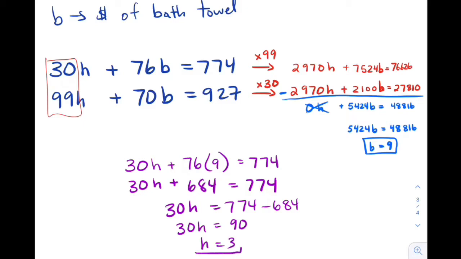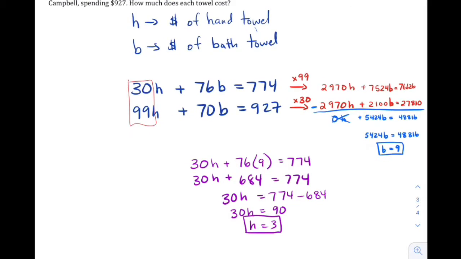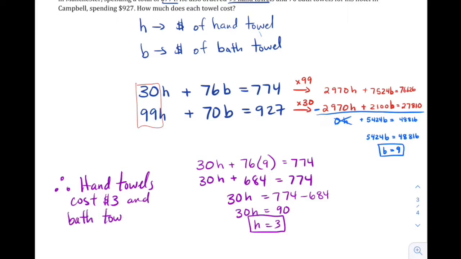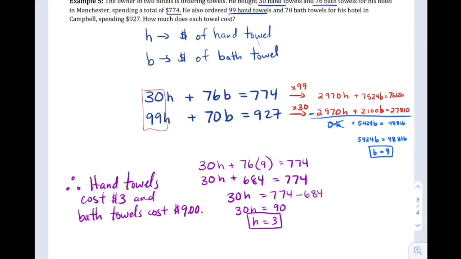So that means they bought hand towels for $3. They bought bath towels for $9. And I can write a sentence. Therefore, hand towels cost $3. Those are the small ones. And bath towels cost $9. And there we go. So that's the idea behind the elimination method.